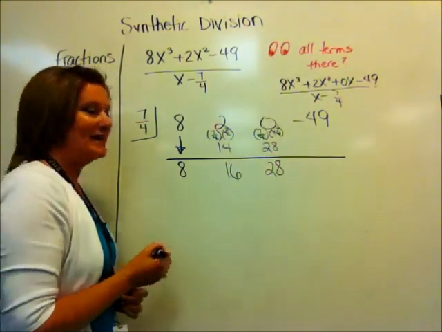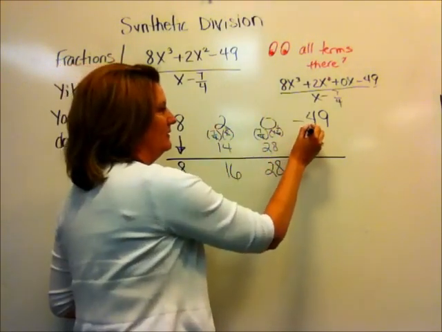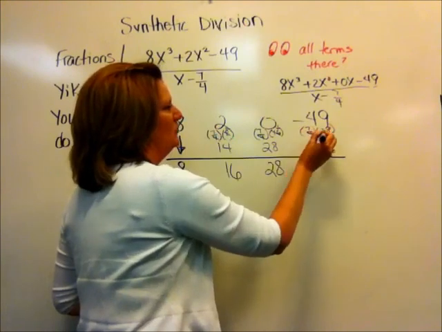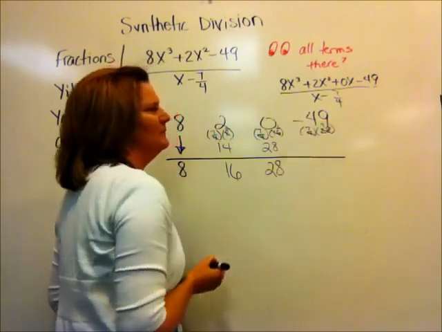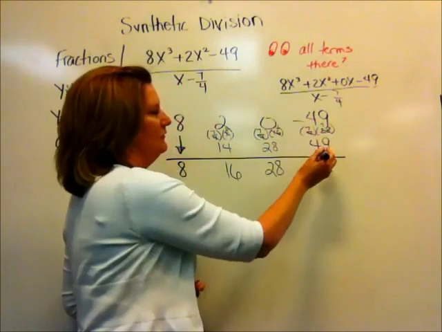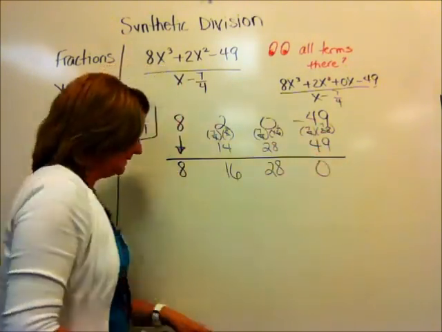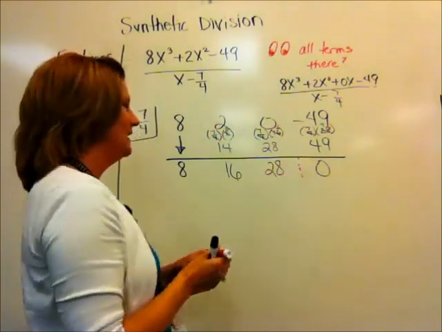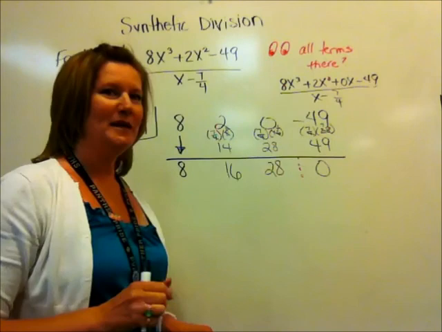Okay, I'm ready to take the next one. So I have 7/4 times 28. Oh, 4 goes into 28 7 times. 7 times 7 is 49. I have negative 49 plus 49. Oh, I get 0. Told you, it works out nice. I told you. Okay, there it is. It worked out for me. I'm very happy about that.